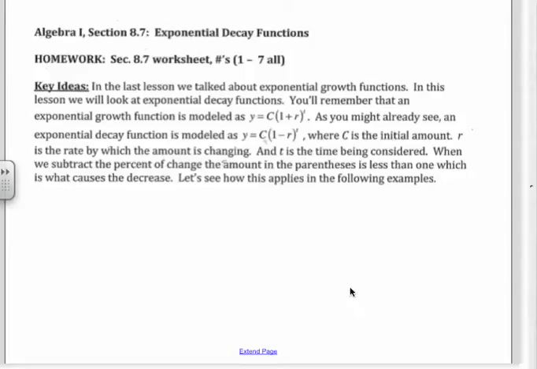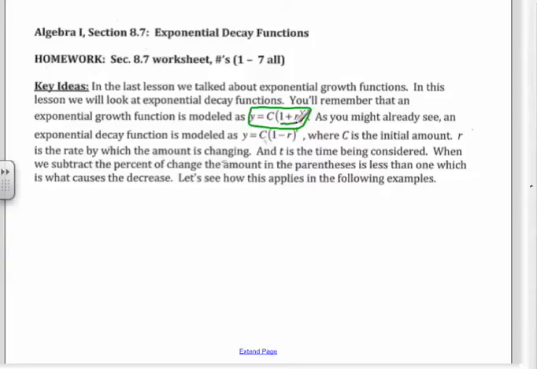Yesterday, we said that the exponential growth function is y equals c times (1 plus the rate) to the t. So if I'm adding the rate, you know that the stuff that's inside the parentheses here is going to be more than 1. All right?